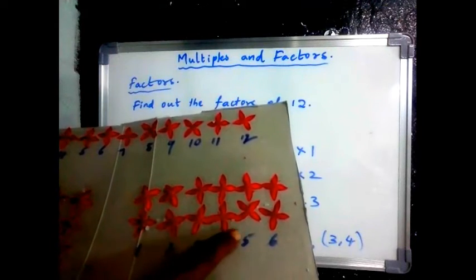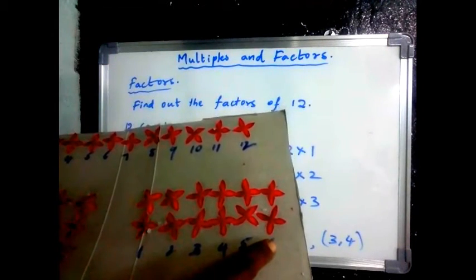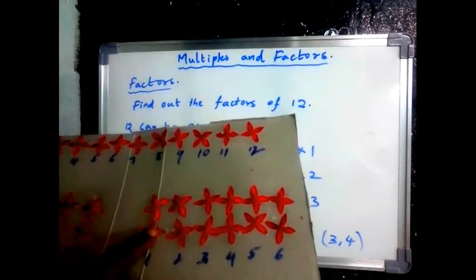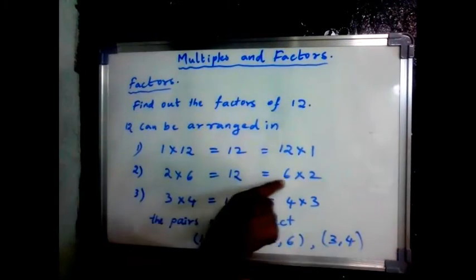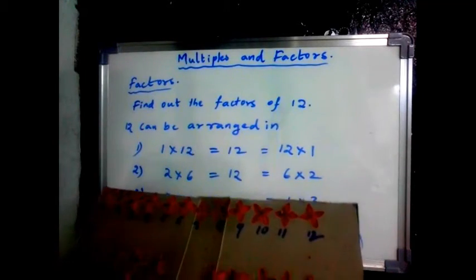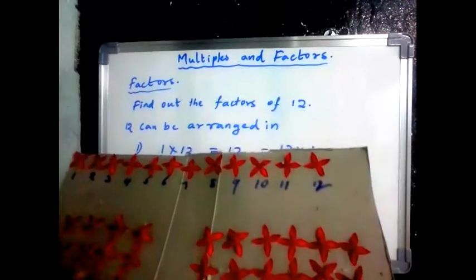And the second one: 2 rows of 6 flowers each, 2 × 6 = 12, or 6 × 2 = 12. Both are also the same. Okay, if we observe the third one.